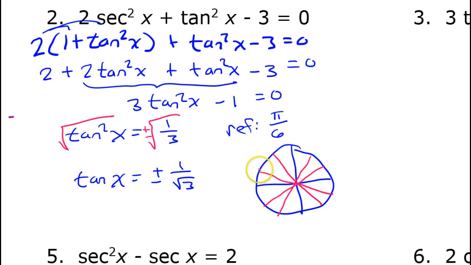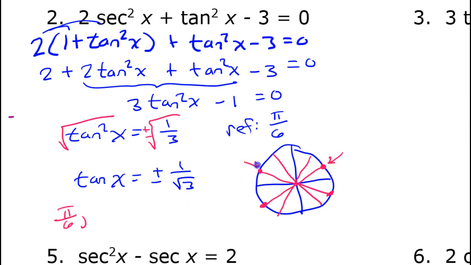Okay, these are the 4 angles that have a reference angle of pi over 6. And because I want positive ones and negative ones, I'm going to keep all 4. Okay, so this first one right here, that's pi over 6.